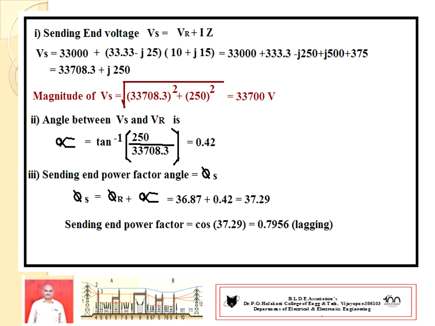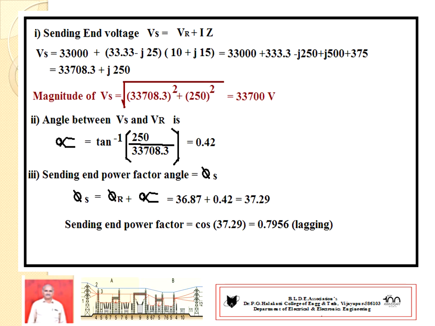So finally you check, sending end voltage Vs equals 33,708.3 plus j 250. Then you can go with polar form or separately. Magnitude of Vs I want, so it is square root of r square plus x square, which is 33,700 volts, the magnitude of sending end voltage. Then the angle between Vs and Vr is tan inverse of x by r. Tan inverse of x by r, 250 divided by this value, we are going to get 0.42.